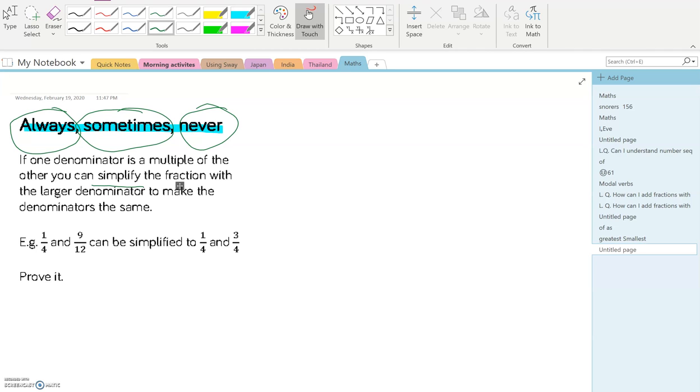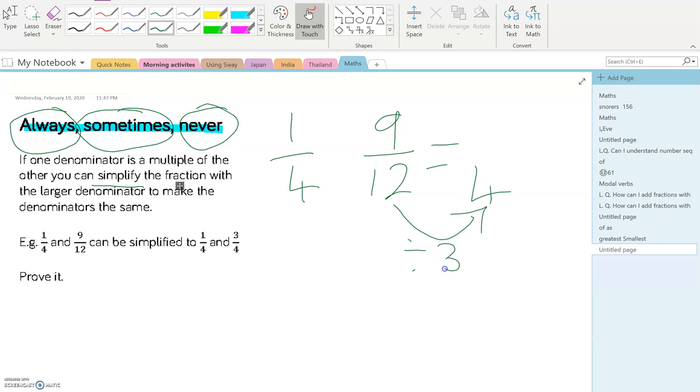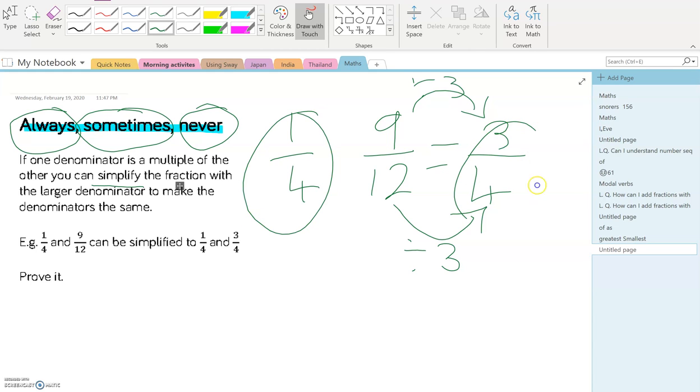So for example, if you had 1/4 and 9/12, you could simplify the fraction with the larger denominator, which is 12, to make it the same as 4. So therefore this would become divide by 3, divide by 3 to give you 3/4. Therefore I can now compare 1/4 and 3/4 and say which one is bigger.